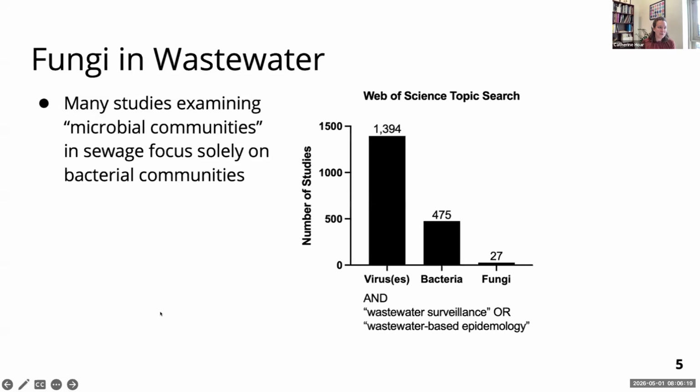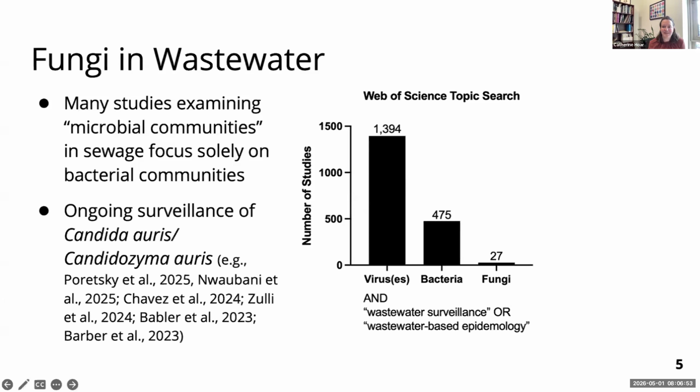treatment plants. So just a rough estimate, thinking about what's out there right now, a little Web of Science topic search, looking for wastewater surveillance, wastewater-based epidemiology, and different types of microorganisms. The most is obviously on viruses, as you might expect, more coming up on bacteria, but fungi is really underrepresented. And so in the context of wastewater surveillance, even though fungi comprise a major portion of human pathogens, they've just received less attention. An exception to this, obviously, is C.